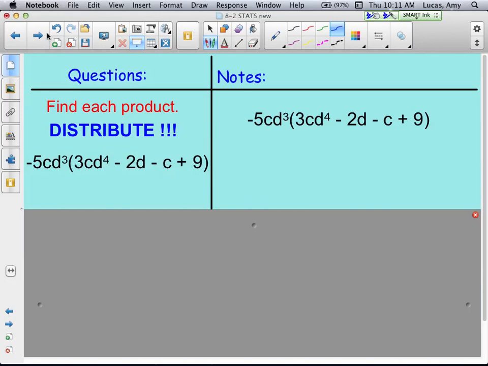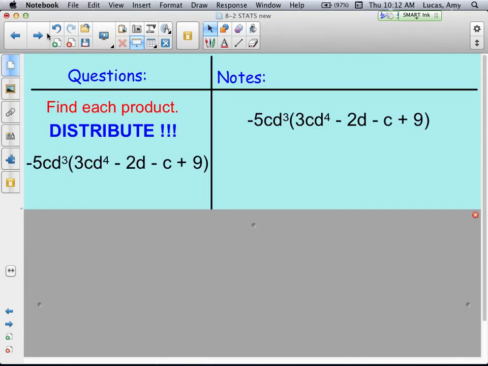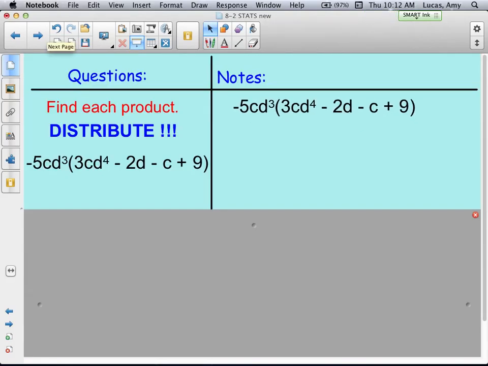Our next set is a little bit more complicated. Now we've got a monomial, negative 5cd to the third power. So it's got a couple of different variables in it, c to the first power and d to the third power. And we're multiplying it by a polynomial. So not a monomial or binomial or trinomial, but 4 terms, a polynomial. So this first one, I will write it out again. So 1, 2, 3, 4 places we're distributing.